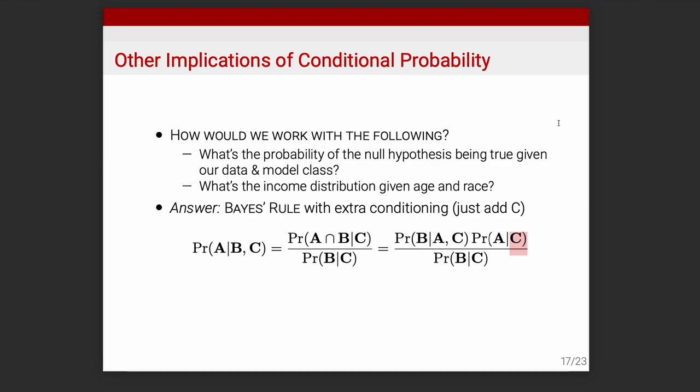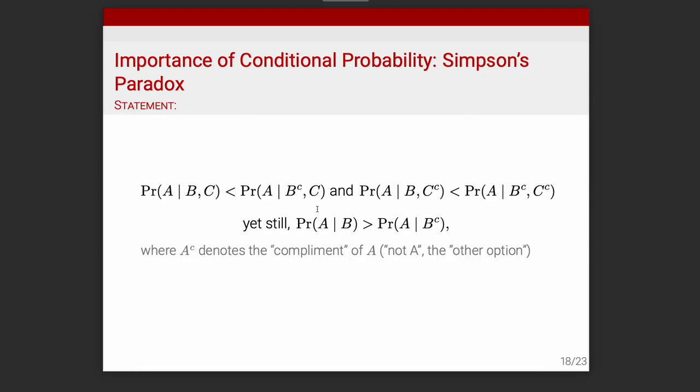Okay, that's that. I have some examples here, like what's the probability of different incomes given age and race? In that case, age might be B and race might be C. Or we might ask ourselves, what's the probability of a null hypothesis being true given our data and also given a specific model class? That would be something from statistical inference, which we'll go through now, and you might go through in other courses as well, Stat 1, Stat 2, in Stat Department courses. So these are some other implications for conditional probability.